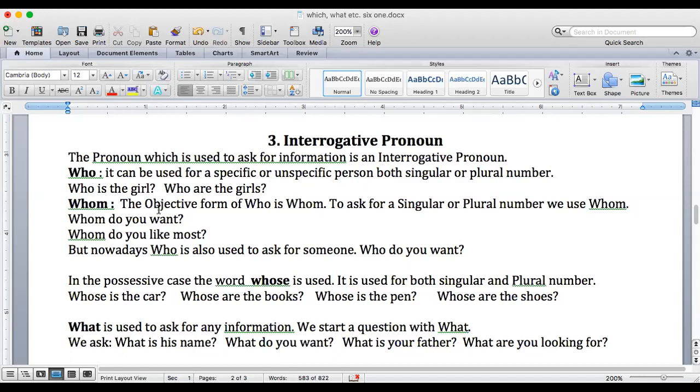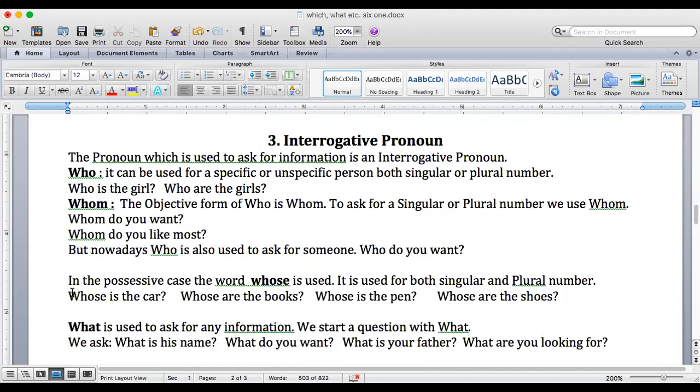Whom is the objective form of who. When you ask who, the objective form is whom. And this is to ask about somebody. To ask for a singular or plural number, we use whom. Whom do you want? That means who do you want to talk to? Whom do you like most? But nowadays we say who also to ask for someone. Who do you want? Who do you like most? We used to use whom, but nowadays they use who instead of whom.